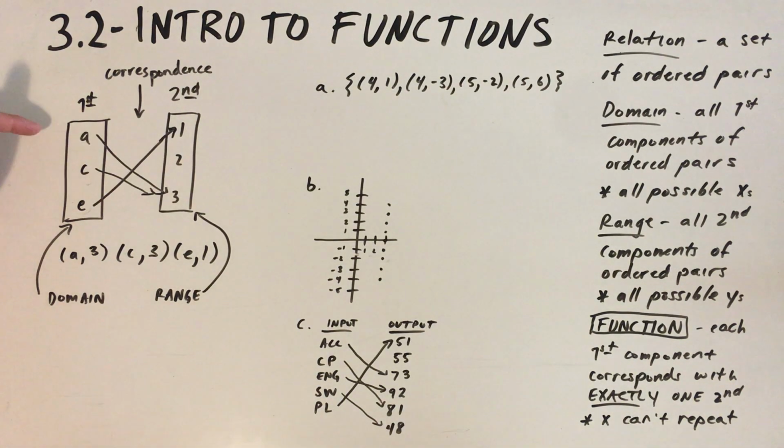Domain is all of the first components of the ordered pairs. Okay, so we say first components, but most of the time these are X's, but they could be T's, S's, D's, A's, B's, whatever. But it's all the first components. And the range is all the second components of the ordered pairs. So that's all the possible Y values is the way that we think of that most of the time.